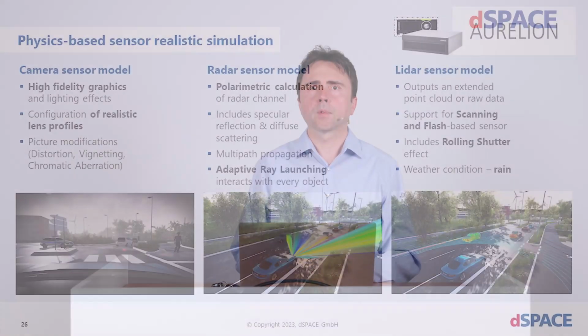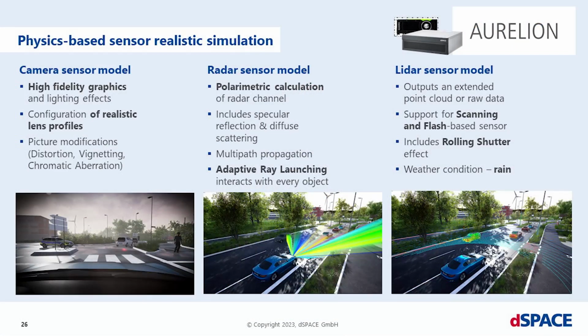With Aurelion, dSPACE provides a collection of physics-based sensor models which are executed on PC with GPU acceleration to generate realistic raw sensor data for camera, radar or LiDAR. To point out a few highlights, SRS provides high-fidelity camera streams that consider realistic lens profiles and lighting effects and allow picture modifications, like for example distortion.